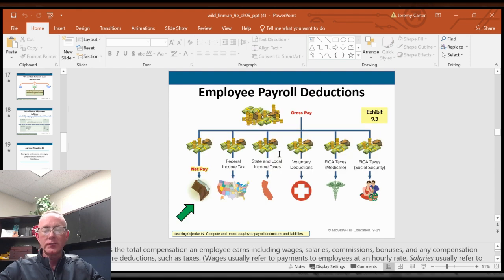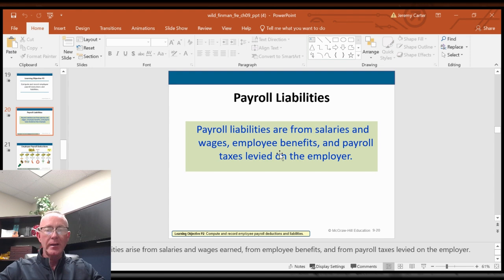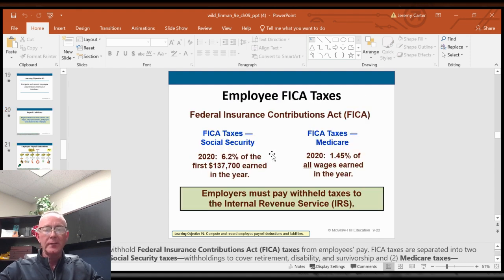All right, payroll deductions. If you remember, to start with, if we had payroll and salaries, it would have just been a debit to salaries and a credit to either salaries payable or a credit to cash. But that's not how it normally works. We have to take these taxes out of our employees' check.